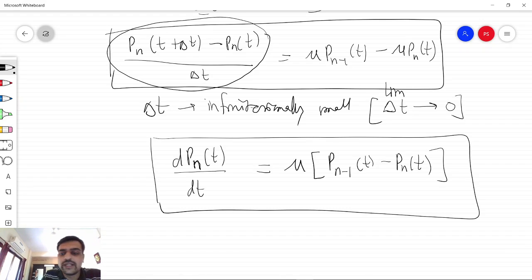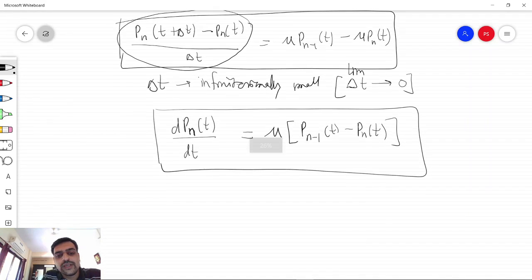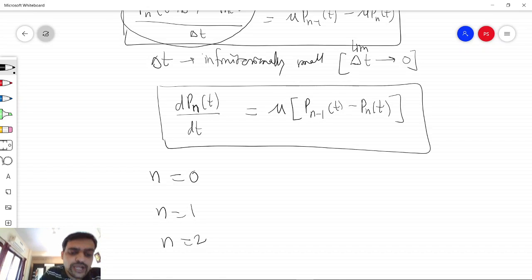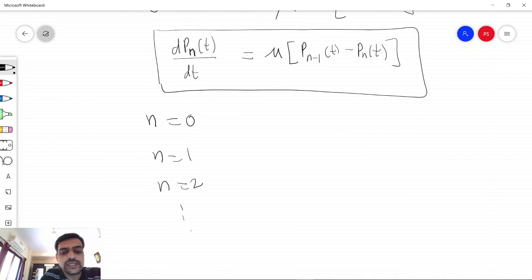Of course, we need to solve all those equations, but in principle that is not required. Let us just substitute n equal to 0, see what happens. Then substitute n equal to 1, see what happens. Substitute n equal to 2, see what happens. And then we are going to generalize the result for any value of n.